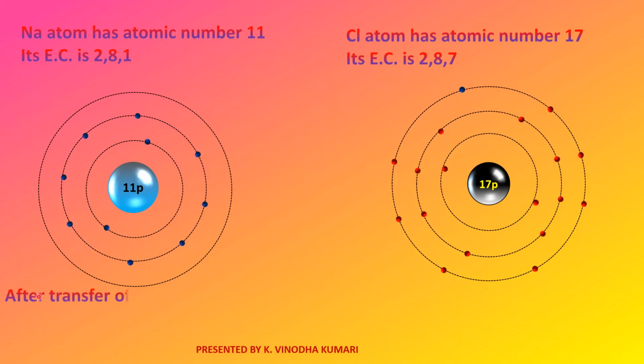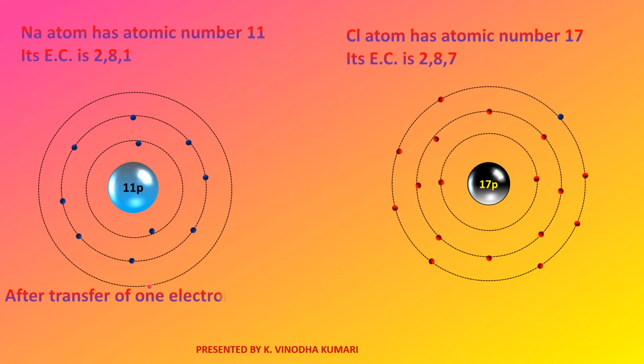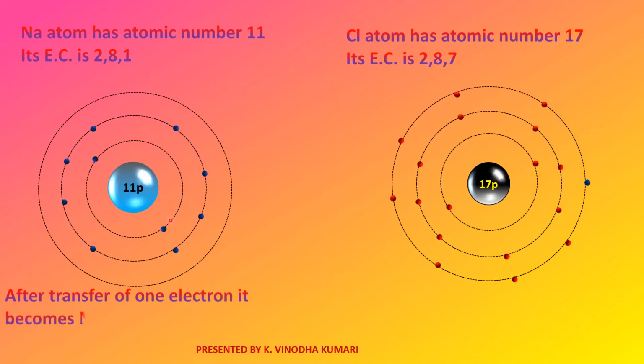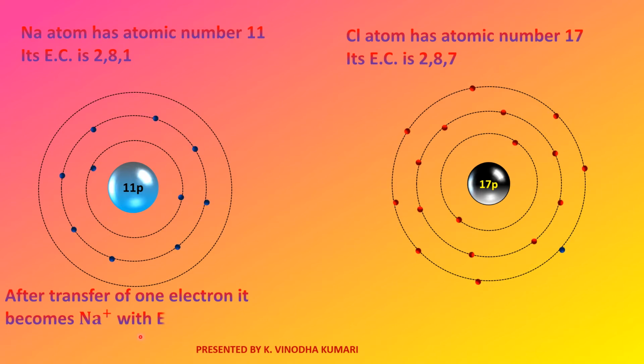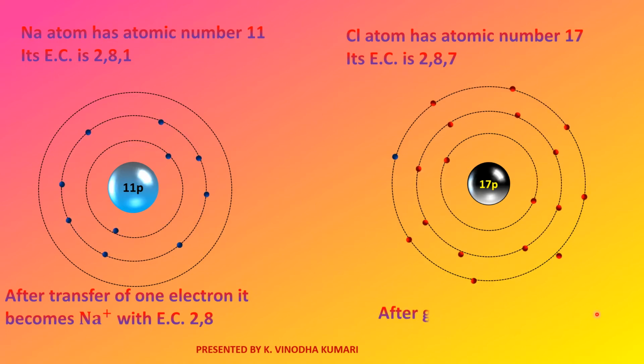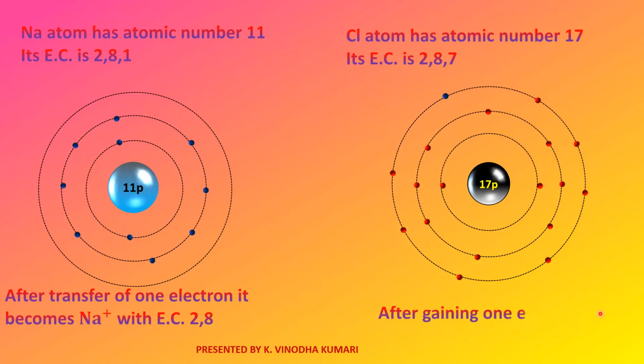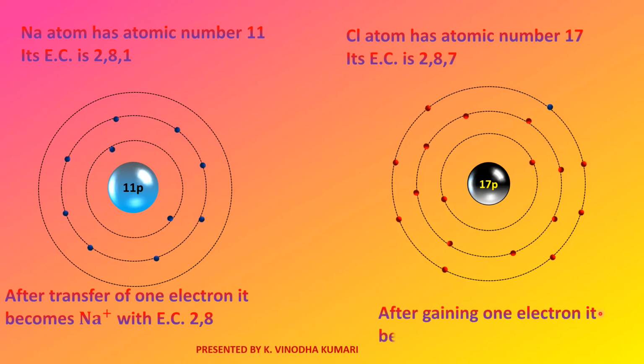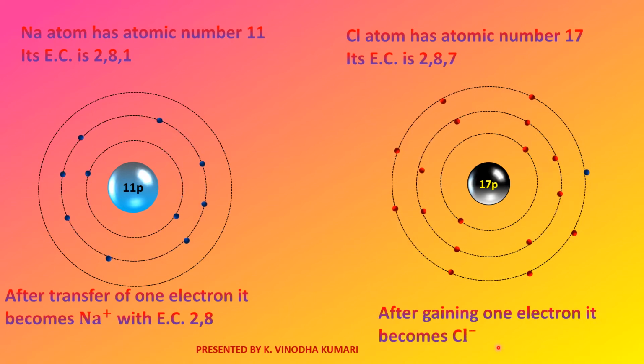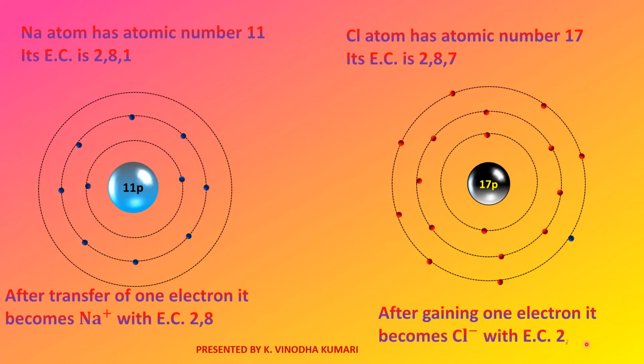So after transfer of electrons, sodium becomes Na plus with configuration 2, 8, and chlorine, after gaining 1 electron, forms Cl minus with electronic configuration 2, 8, 8. Okay, now we'll represent this in the form of a Lewis dot structure for sodium chloride.